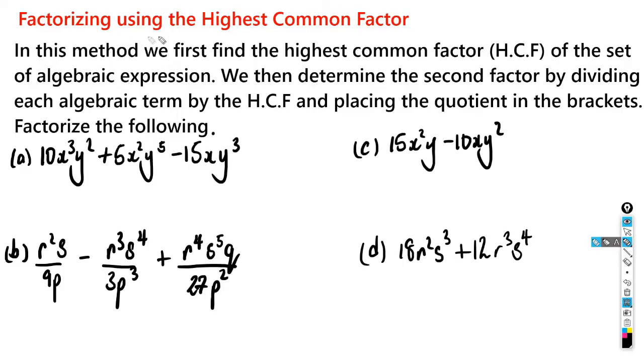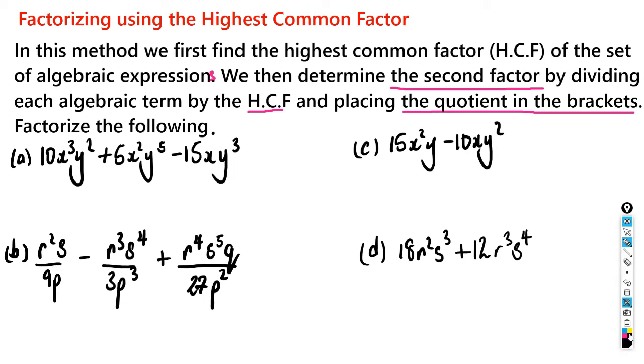Alright guys, so now we're going to be factorizing using the highest common factor. In this method, we first find the highest common factor of the set of algebraic expressions. We then determine the second factor by dividing each algebraic term by the HCF and placing the quotient in the brackets.